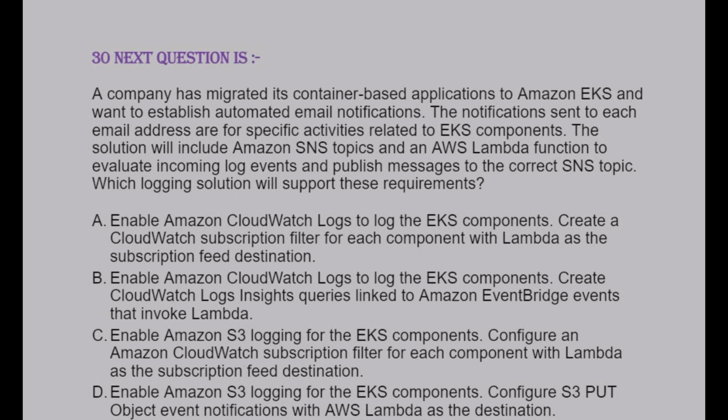Question is, a company has migrated its container-based applications to Amazon EKS and wants to establish automated email notifications. The notifications sent to each email address are for specific activities related to EKS components. The solution will include Amazon SNS topics and an AWS Lambda function to evaluate incoming log events and push messages to the correct SNS topic. Which logging solution will support these requirements?